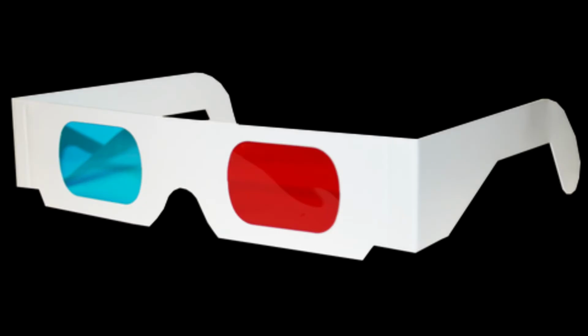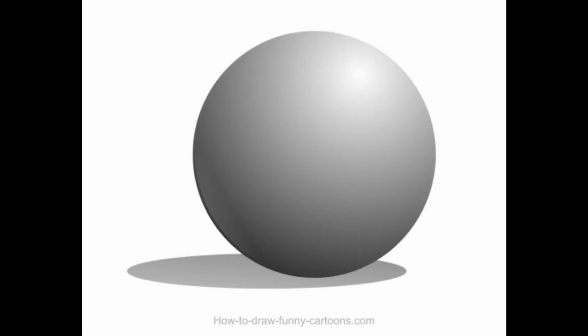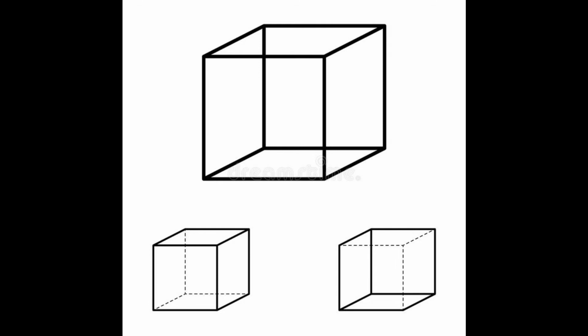Take out your fancy schmancy 3D glasses and look at the shapes. A circle becomes a sphere. A square becomes a cube. Forms are just shapes in 3D. You can take your 3D glasses off now.